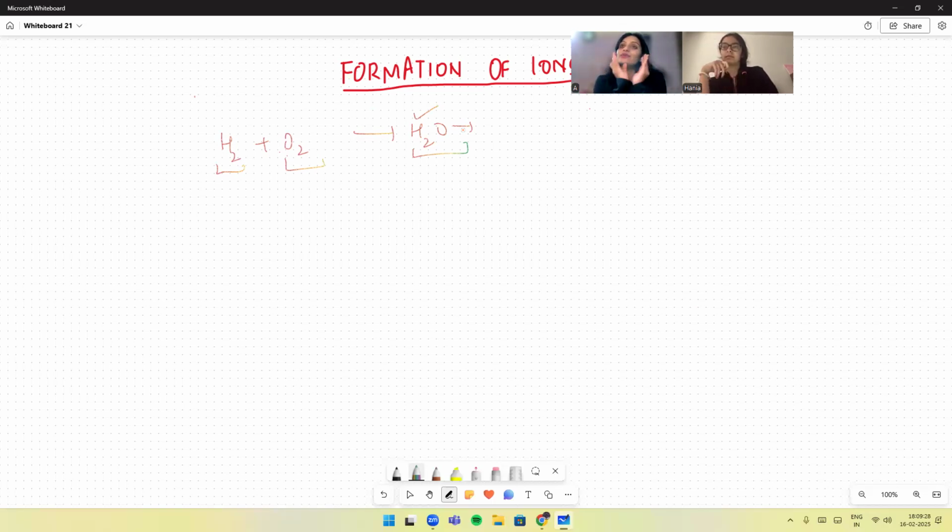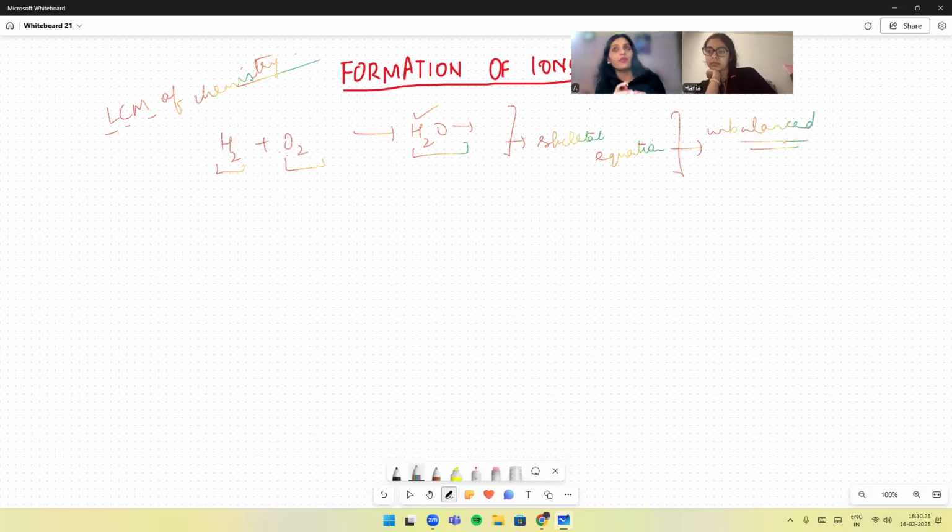So, in order to fulfill the law of conservation of mass, which I call the LCM of chemistry, right? In mathematics we have done LCM. This is the LCM of chemistry, the law of conservation of mass, which means mass can neither be created nor be destroyed. Got it? Now, if I'm writing this equation, because it is just simply indicating a chemical change, that's it, nothing else, it is called a skeletal equation. Or I can say unbalanced equations are known as skeletal equations. So basically, skeletal equations are unbalanced. I have not taken into account that the number of atoms should be the same.